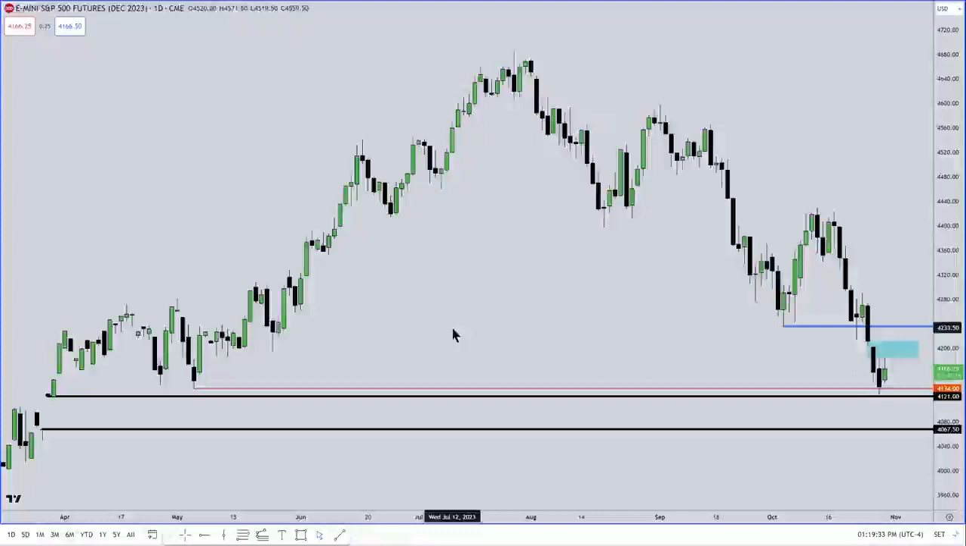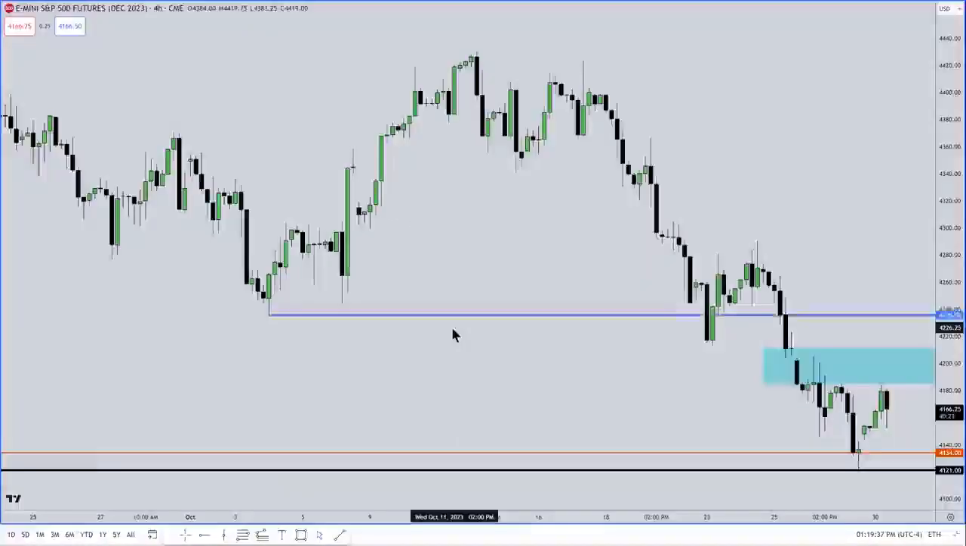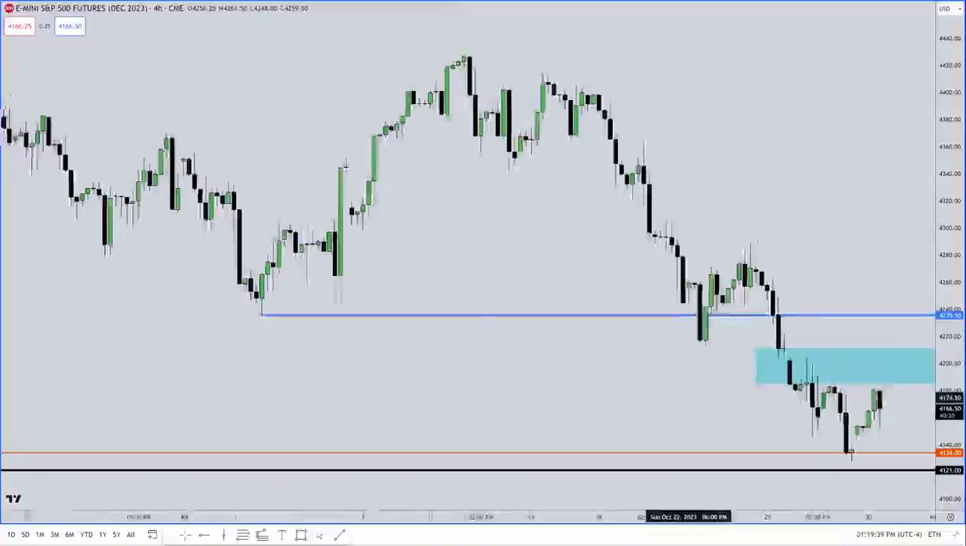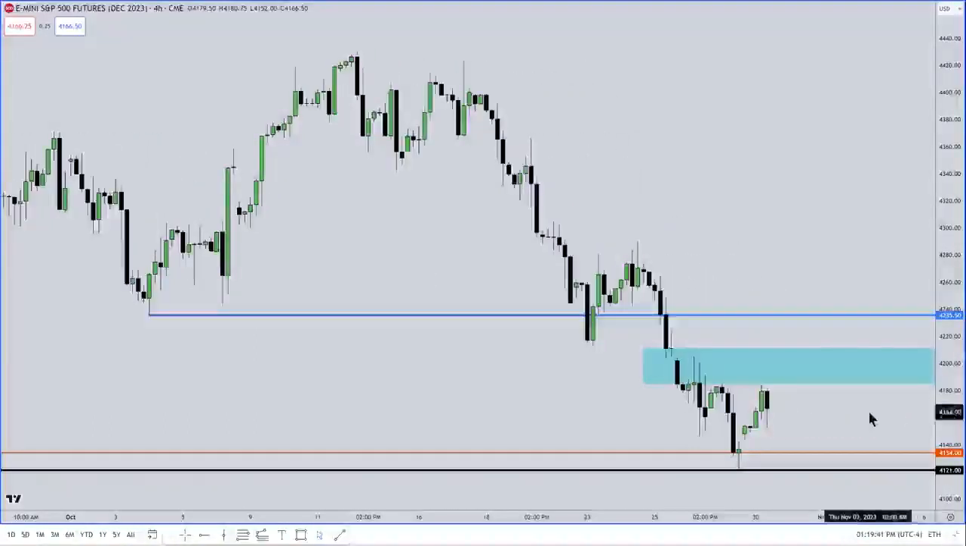All right, so let's drop down into a 4-hour for ES. All right, so we have a gap down here. What kind of gap is that? Look at the high up here, okay? Look right up at this price level.